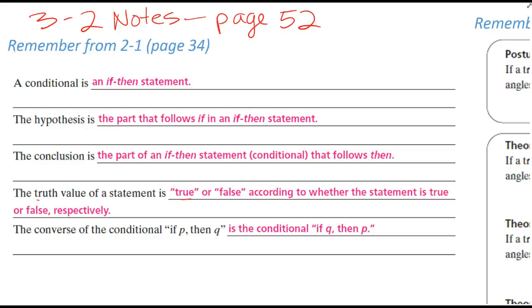Here are your notes for Geometry, Chapter 3, Section 2, found on page 52 of your workbook. Now, in Section 3-1, we were talking about parallel lines, and when a transversal intersects parallel lines, we have all these great angles that are congruent.